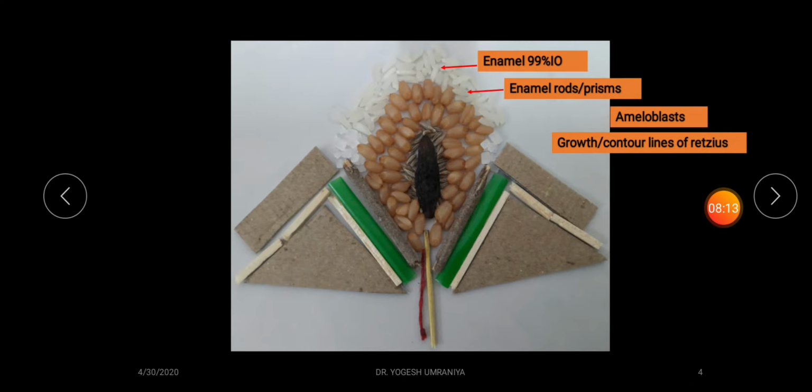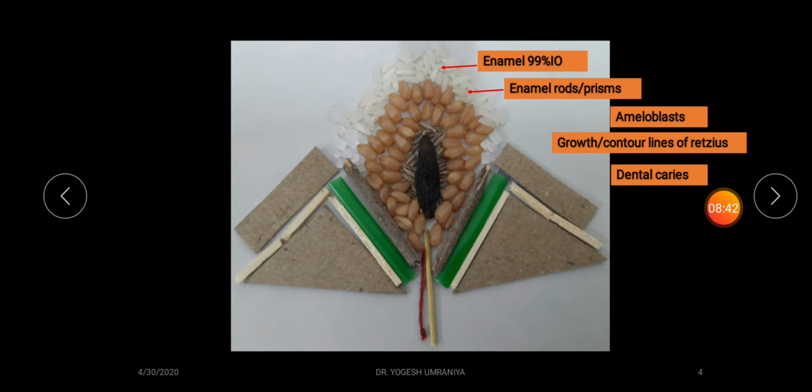And then you will find the gaps within this layer, okay, that is referred to as the growth or contour lines of the ridges, that is less mineralized as compared to the enamel rods as well as the prism component. We already discussed dental caries, in which there is damage to the enamel.